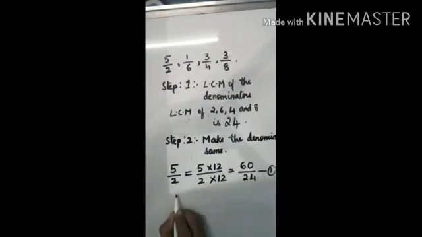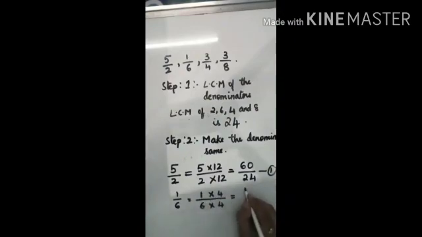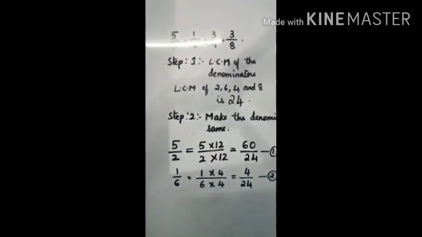Next. The next fraction is 1 by 6. Here 6 has to become 24. 6 4s are 24. So what should I do to the numerator? I have to multiply the numerator also with the same number. 4 by 24. This is my second fraction. Next, I take the next fraction, 3 by 4. 4 multiplied by 6 gives me 24. I have to make the denominators 24. So multiply 6 also. That is 18 by 24. This is my third fraction.